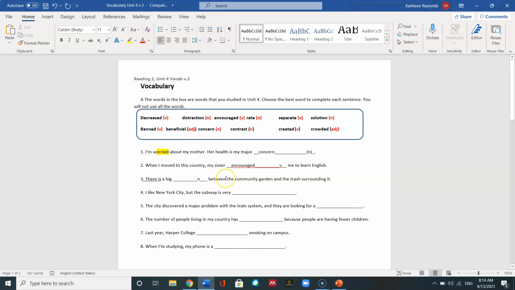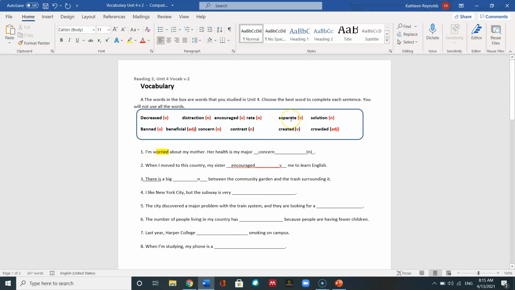When we see "between," we need a noun. Distraction, between the community garden and the trash? Rate, between the community garden and the trash? Solution? I mean, we want a solution, but here we have community garden and trash. Concern we already used, so it can't be that one. Or contrast.